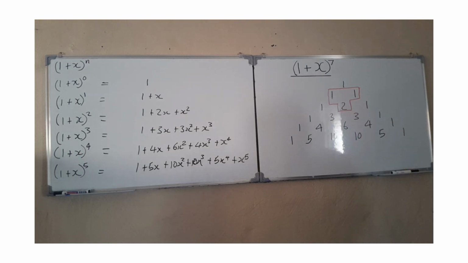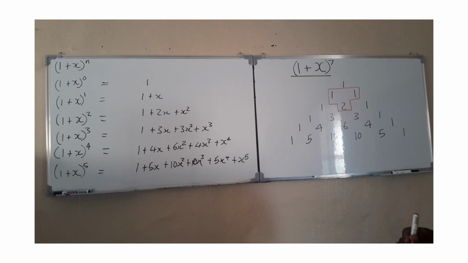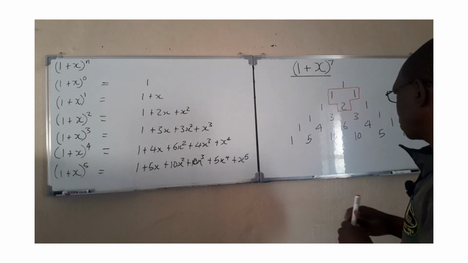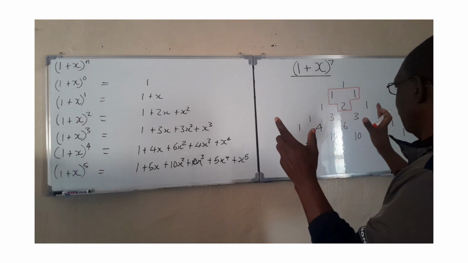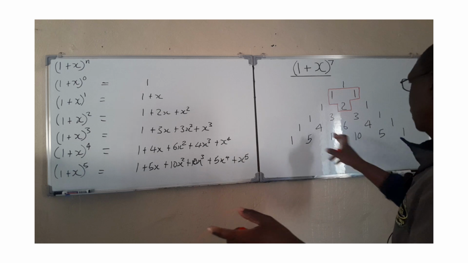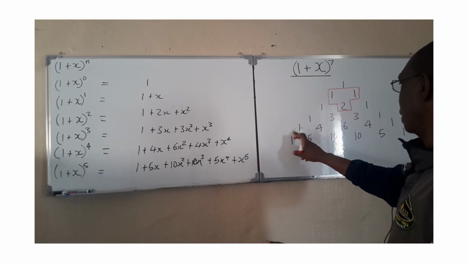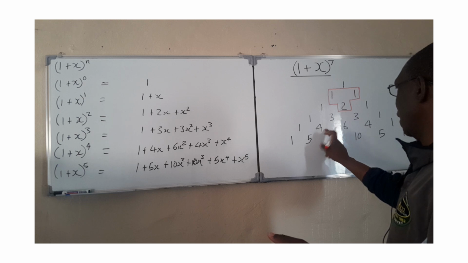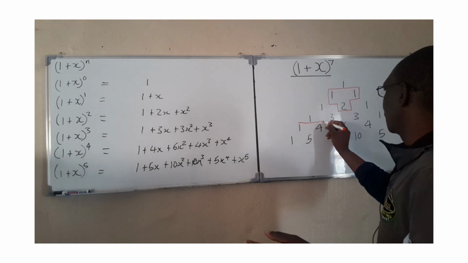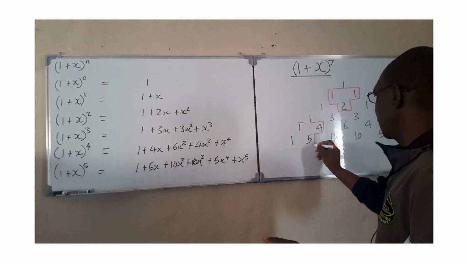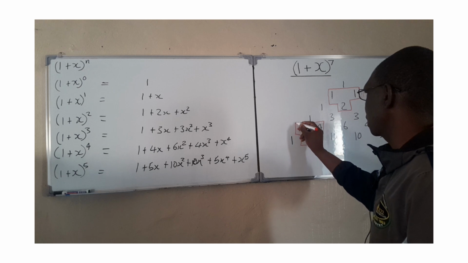Let's choose another coefficient at random. I will choose this 5 here. Above the 5, to the left and to the right, I have got a 4 and a 1. And incidentally, 1 plus 4 gives us a 5. So here we are. The same pattern persists.